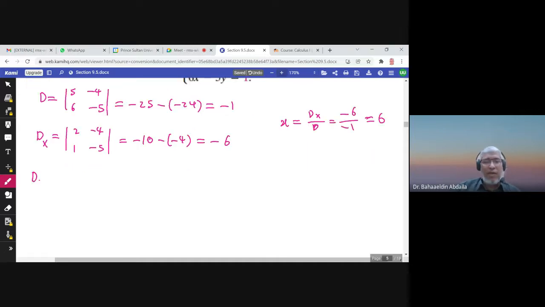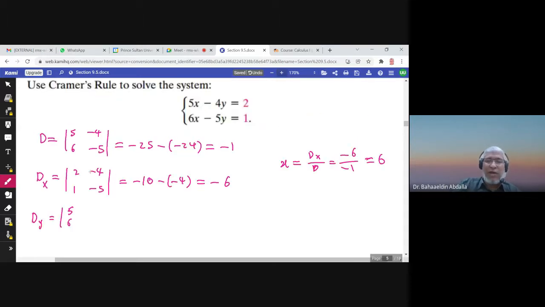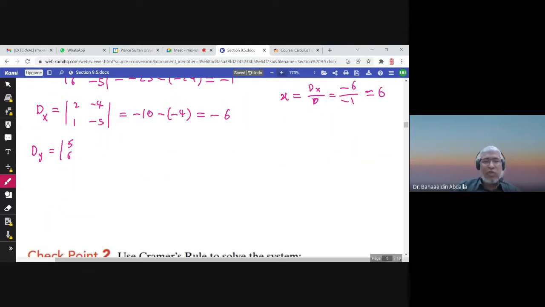And now I find dy. How do we find dy? We write the column of x as it is, but instead of negative 4 and negative 5, I write the constants, which is 2, 1. So what is dy? 5 minus 2 times 6, 12. 5 minus 12 is negative 7.